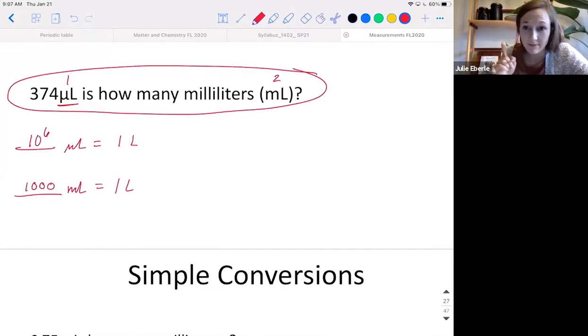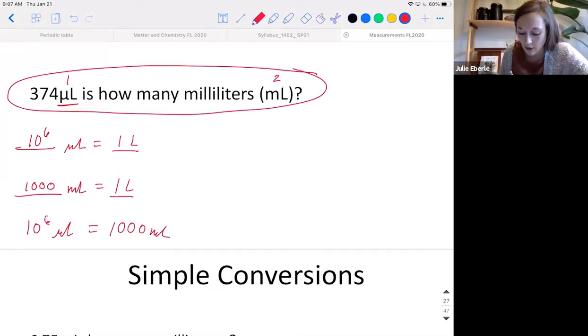Now, hang with me. If both of these equal 1 liter, which is the same, don't they both then equal each other? Can't we say 10 to the 6th microliters equals 1,000 milliliters because they both equal a liter? Are y'all with me on that? Okay, that holds. So why don't we just now use this relationship?